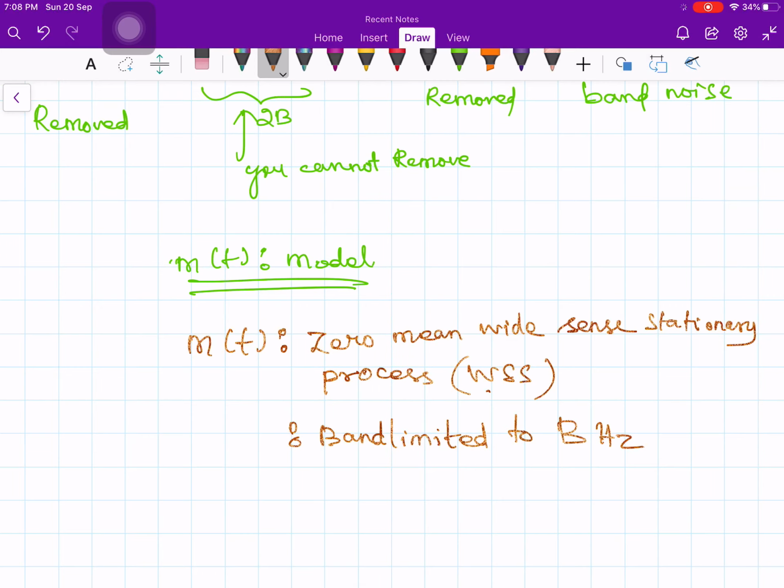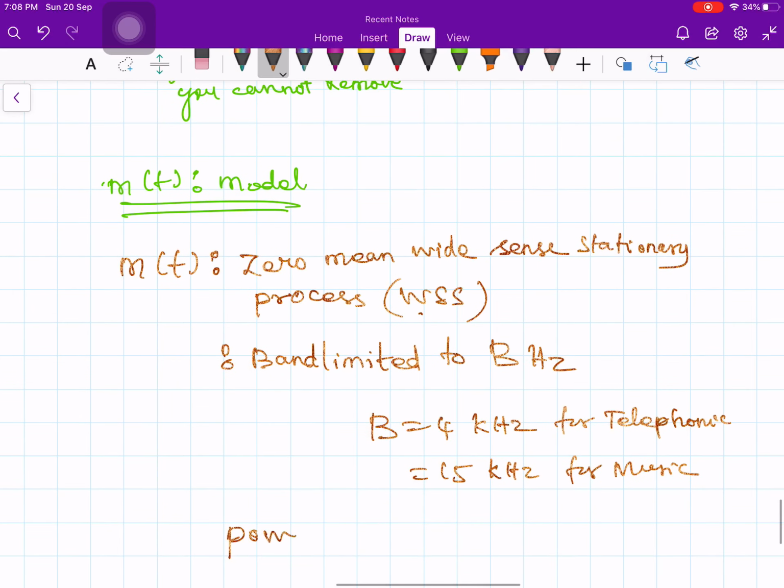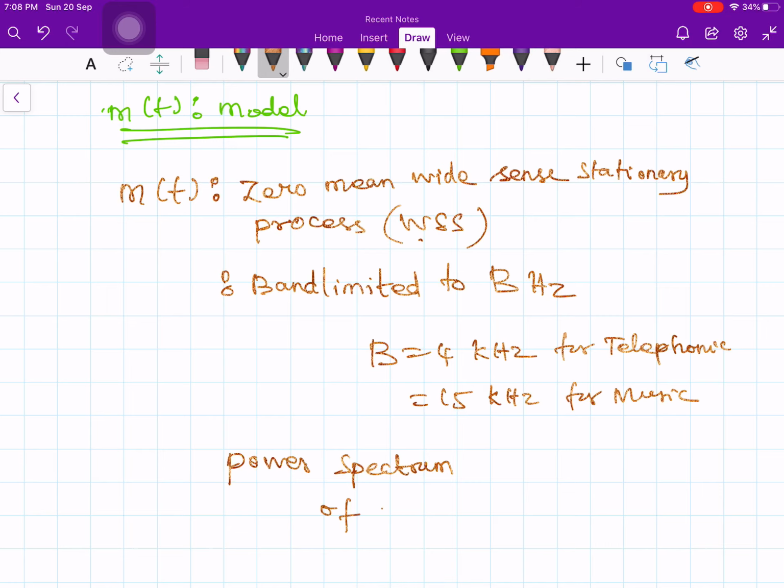For example, if you take voice, B equal to 4 kilohertz. In the case of frequency modulation, it is 15 kilohertz. B is equal to 4 kilohertz for telephonic signal, telephonic communication, and B is equal to 15 kilohertz for music and other signals. Now the power spectrum of WSS process is limited between minus B and plus B. So power spectrum of message m(t) is limited to 0 to B hertz.